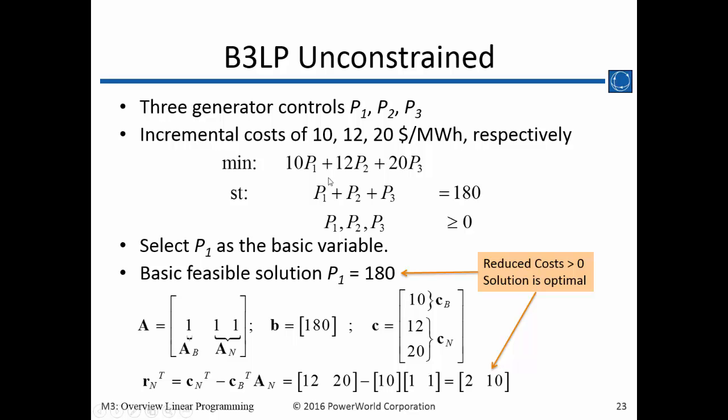In the initial formulation of the unconstrained problem, where all we have is the power balance constraint, P1 plus P2 plus P3 equals 180, if we're starting out with 180 coming out of generator 1, that's the cheap one, then there's really nothing to do. In the reduced cost vector, all the costs are bigger than zero, so we can't reduce them by moving to a different vertex, so it quits right there.